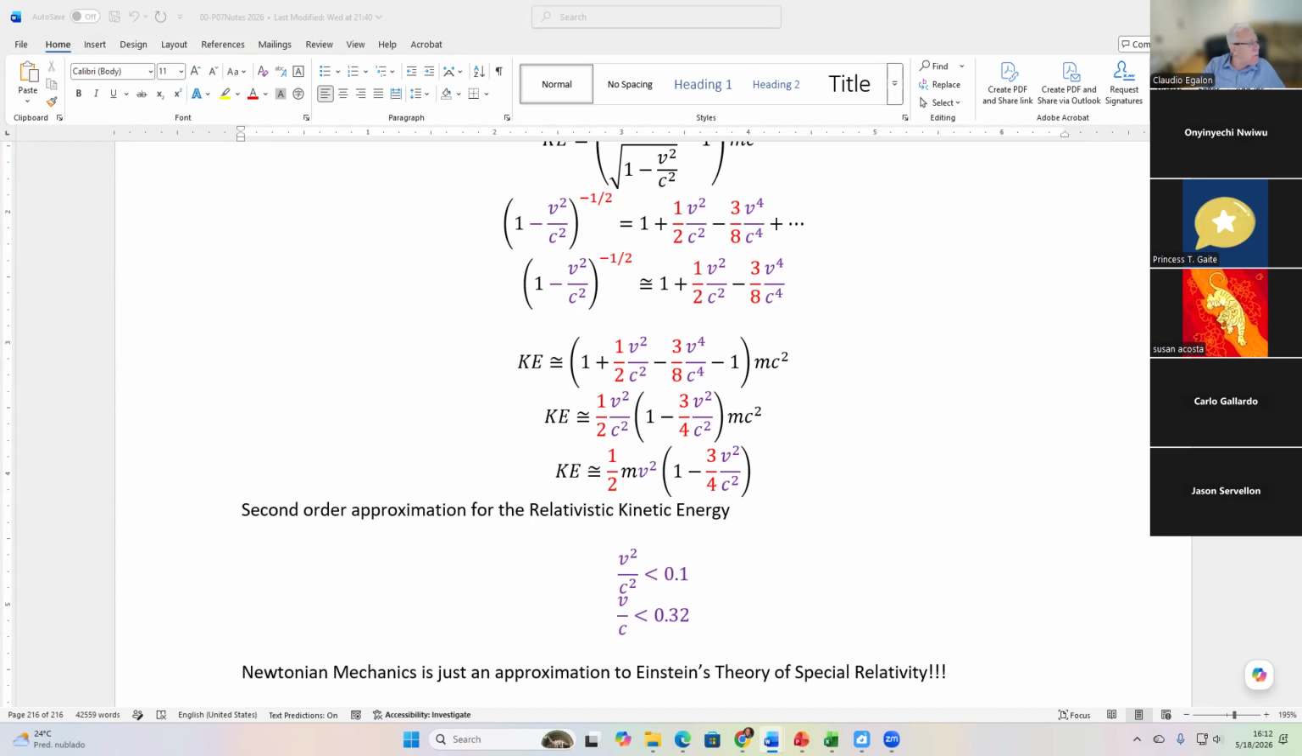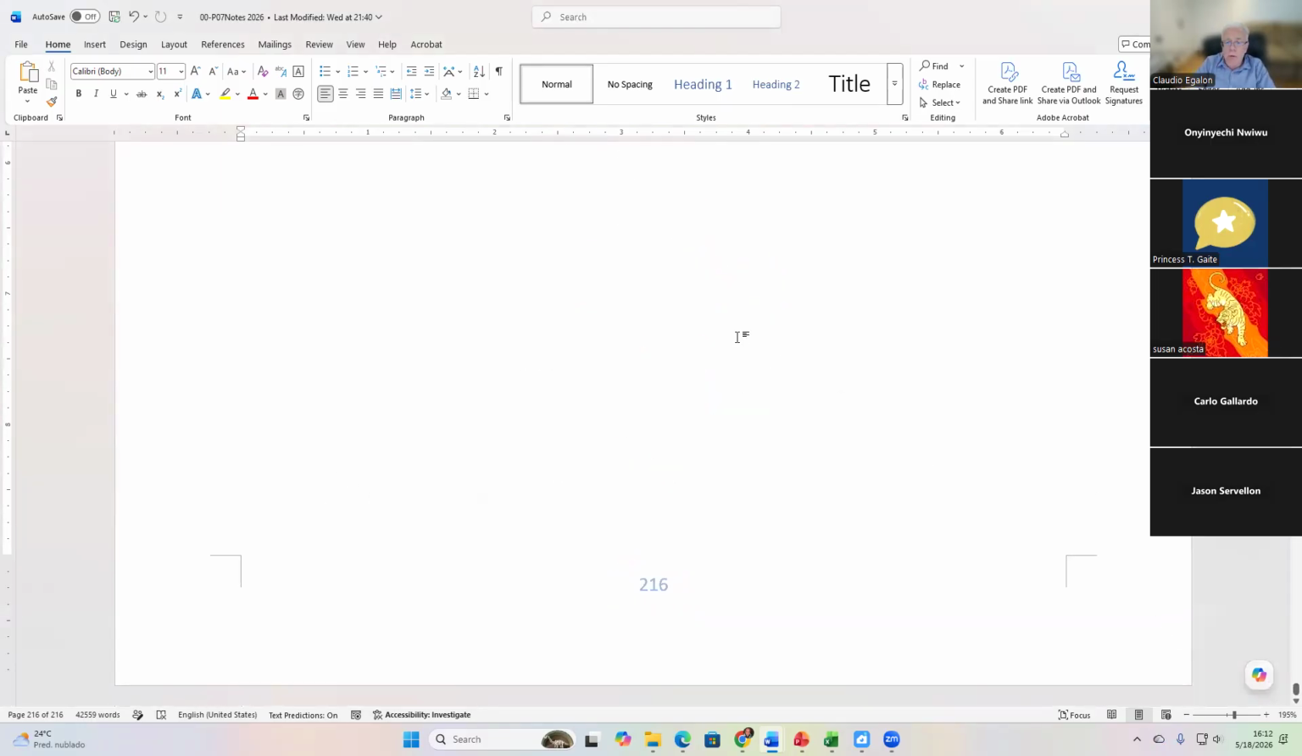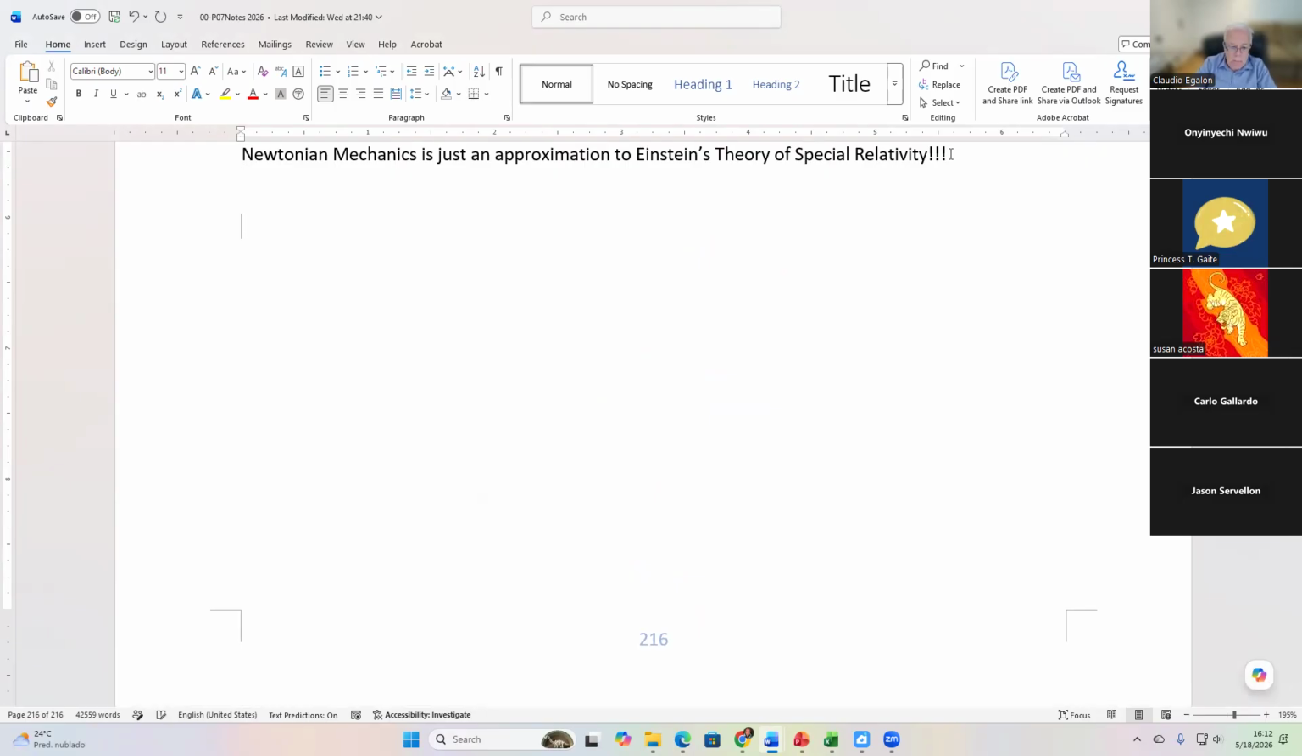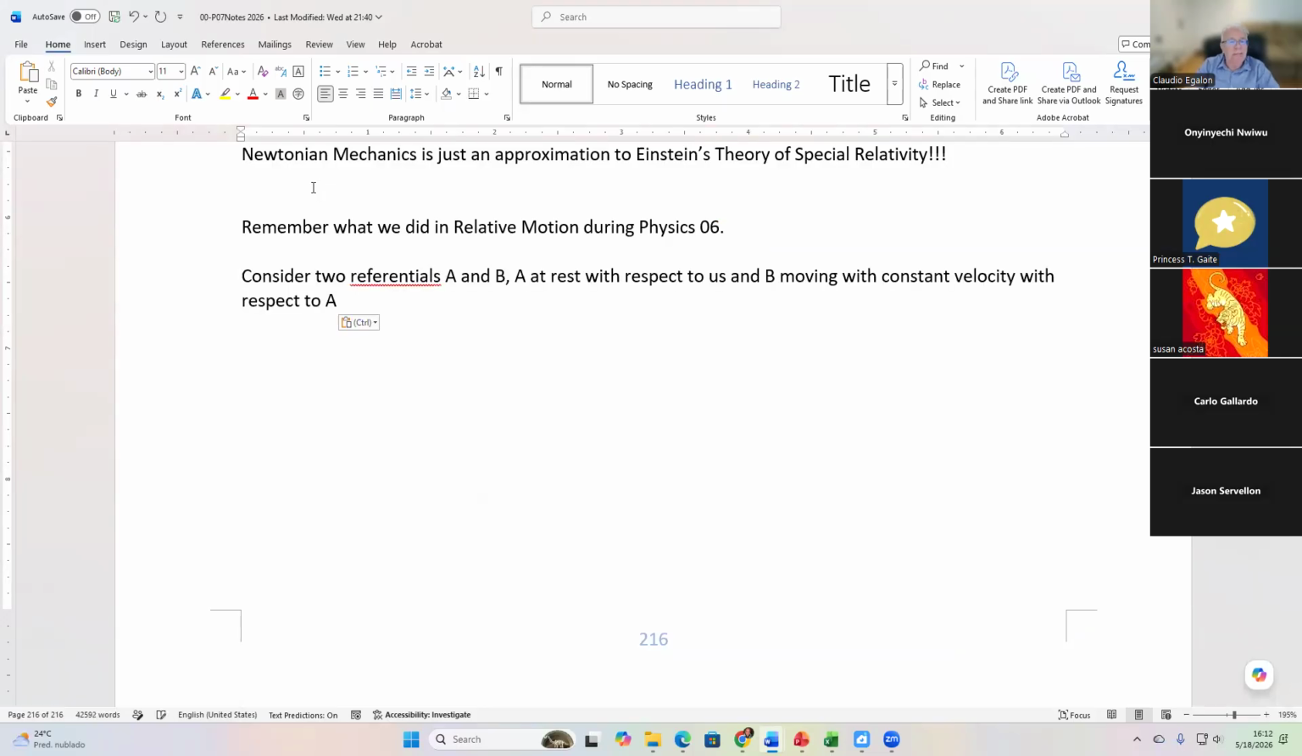Okay, so remember what we did in relative motion during Physics 06, right? So we consider two referentials, A and B. A is at rest with respect to us, and B is moving at constant velocity with respect to A.